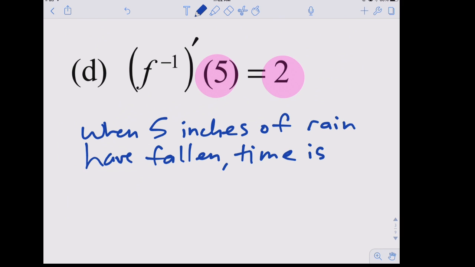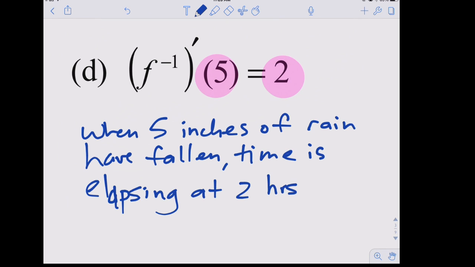That's kind of weird. How could we maybe come up with a better word? Time is elapsing or passing again? Time is elapsing at 2 hours per inch. Yeah, time is passing at 2 hours per inch. Every time we get another inch on our little wrist gauge, it's another 2 hours.